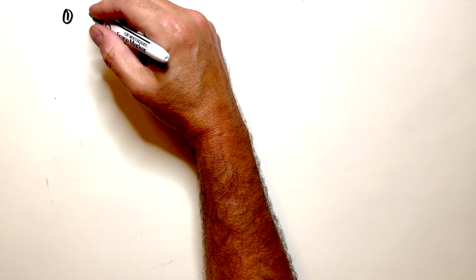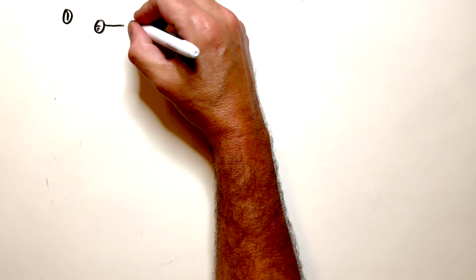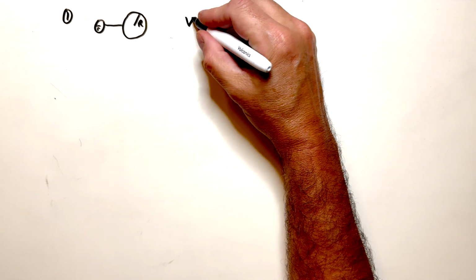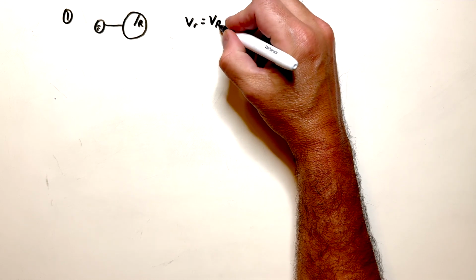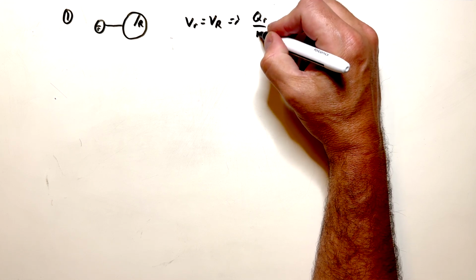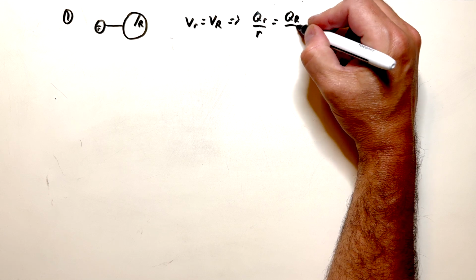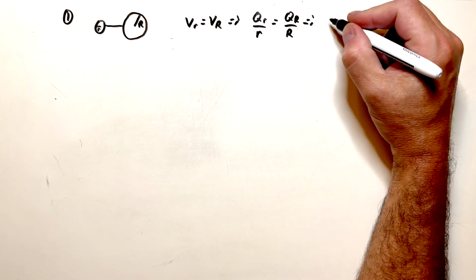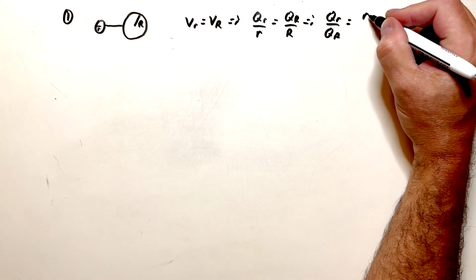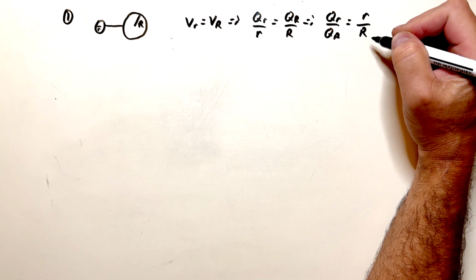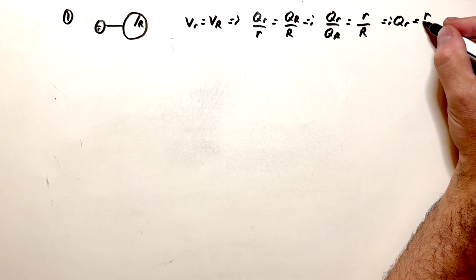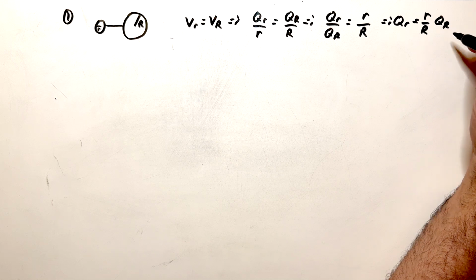We have a sphere of radius, I guess we're calling it little r, and it'll be connected with a wire to a larger sphere of radius big R. We're assuming that because of the wire connecting them, the potential is the same at both spheres. Well, this implies that the charge on the little sphere divided by r is equal to the charge on the big sphere divided by big R, which in turn means that the ratio of Q, the charge on the little sphere over the charge on the big sphere, is equal to the ratio of their radii, little r over big R, which means that the charge on the little sphere is equal to the ratio little r over big R times the charge on the big sphere.